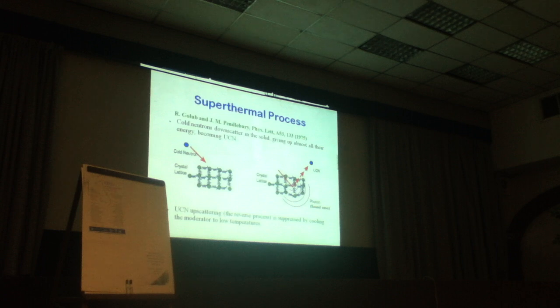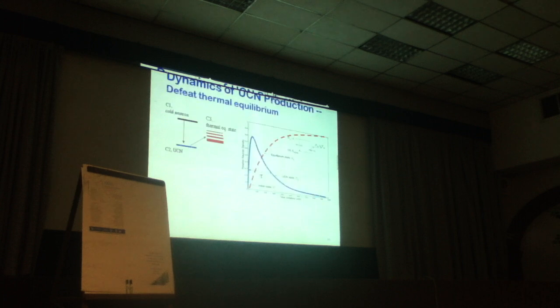However, you also have to watch out: the inverse process is also possible. The ultracold neutron wandering around can also be affected by the phonons, by the sound waves, and will pick up this energy and then be upscattered again. So this is a loss mechanism.